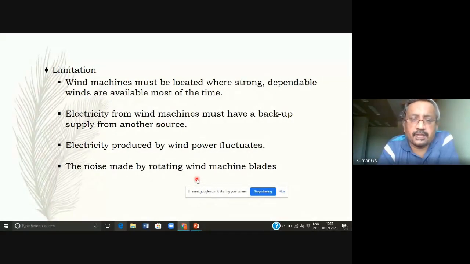Okay, so like this, but wind turbine makes more noise. So, but there is a scope for research. We can reduce the noise, and we can improve the electricity production.